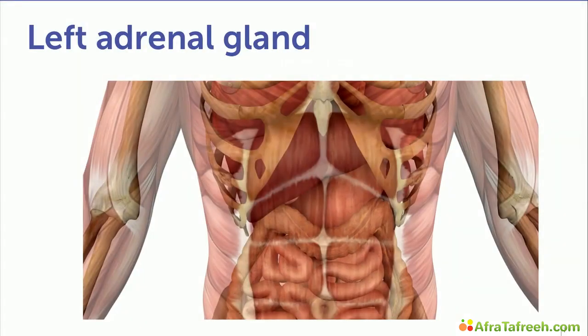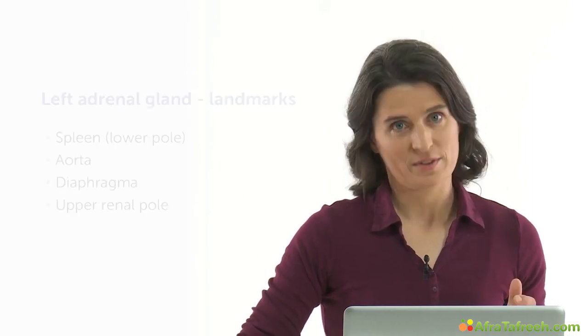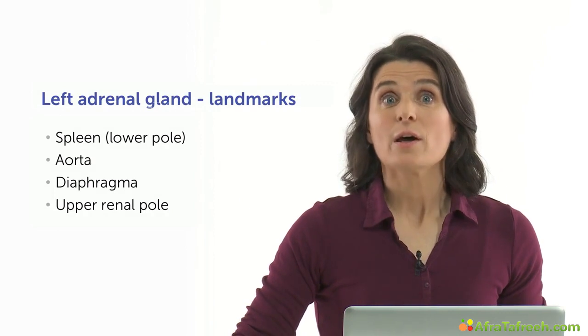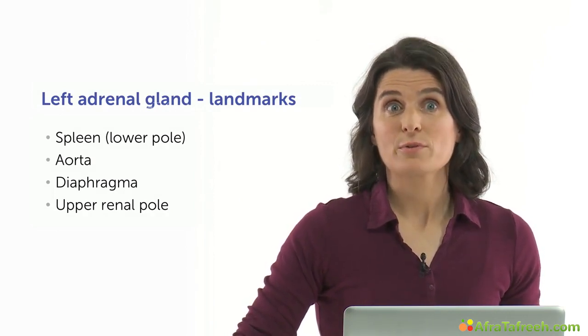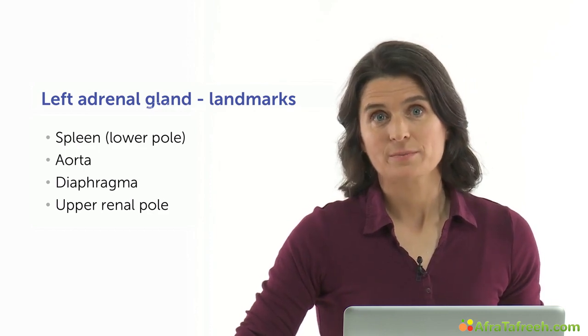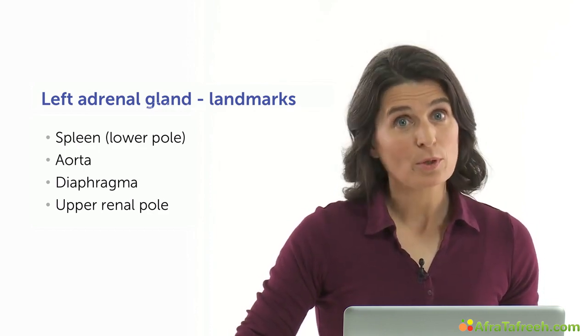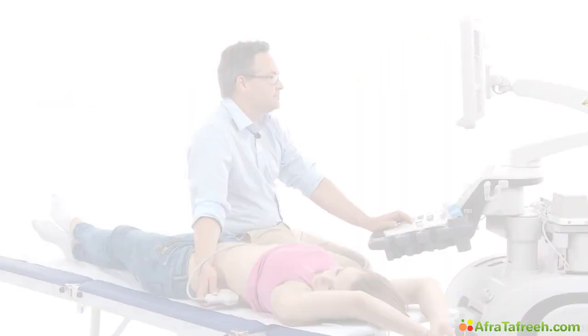For scanning the left adrenal gland, we use a left lower intercostal view and place our transducer at the left intercostal area. The key landmarks for the left adrenal gland are, of course, the spleen, the aorta, and again, the inferior crus of the diaphragm on the left side, and also the upper pole of the left kidney.